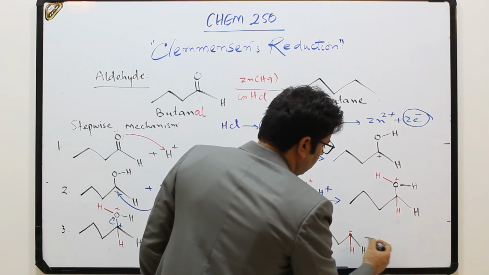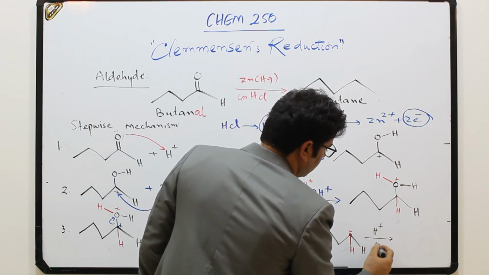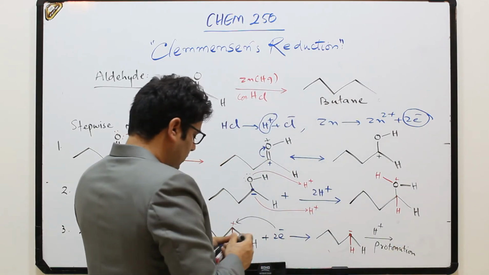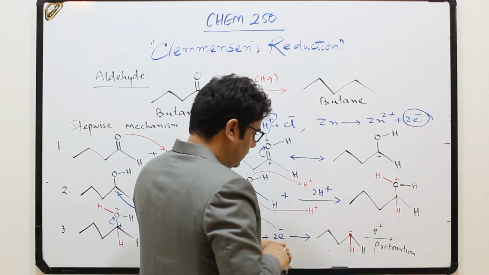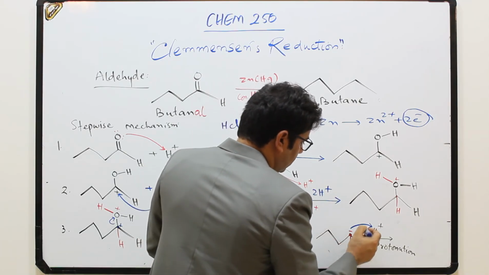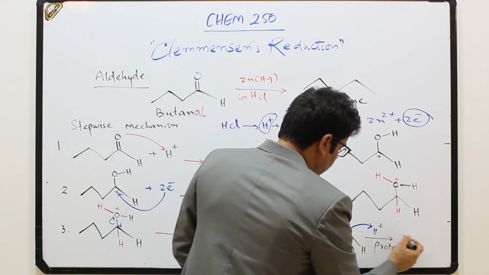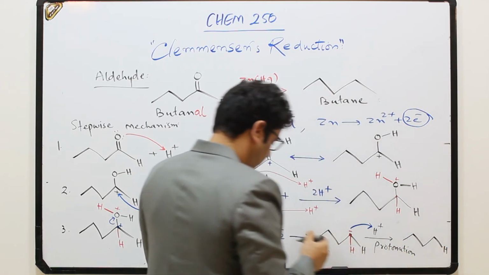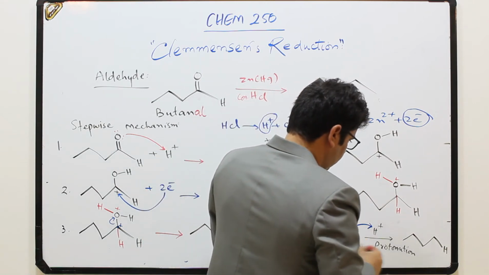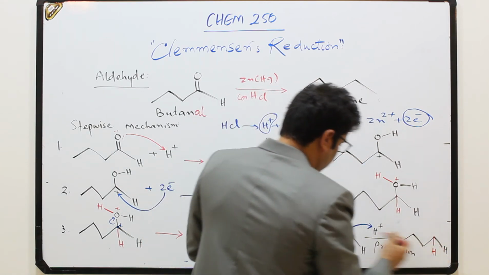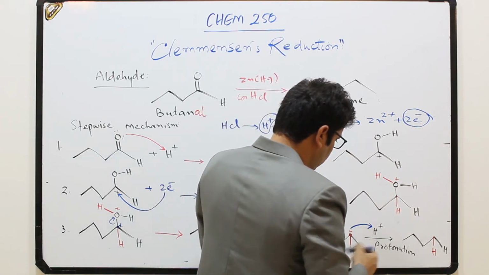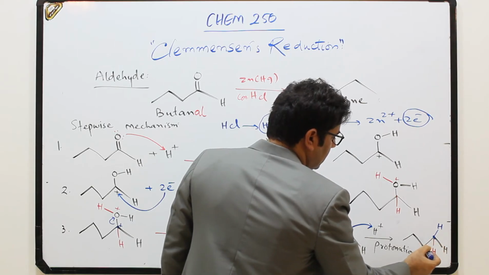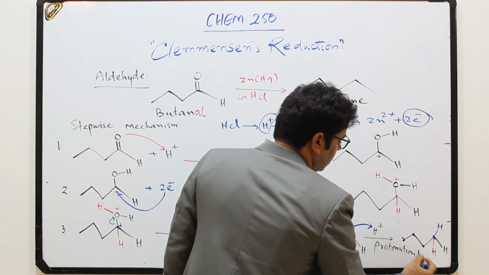So after this, again there will be protonation, addition of H positive. This carbon will attack on this oxygen. What will be the result? There is hydrogen, and another hydrogen will be this one. If you see, CH3, CH2, CH2, CH3, this is butane.